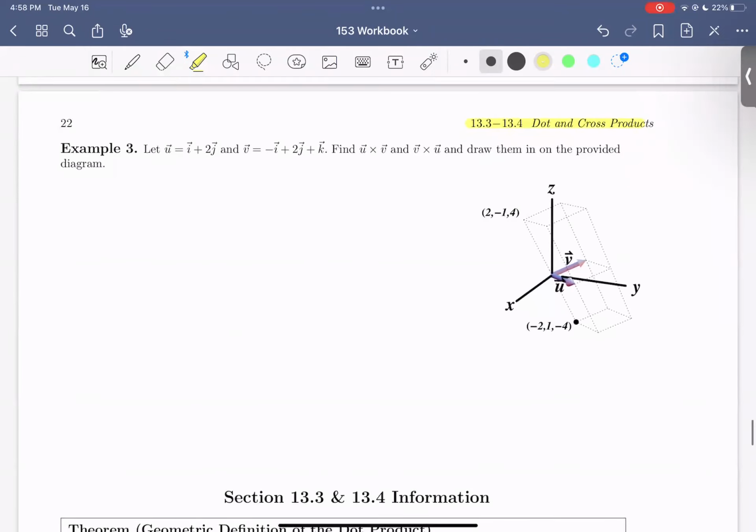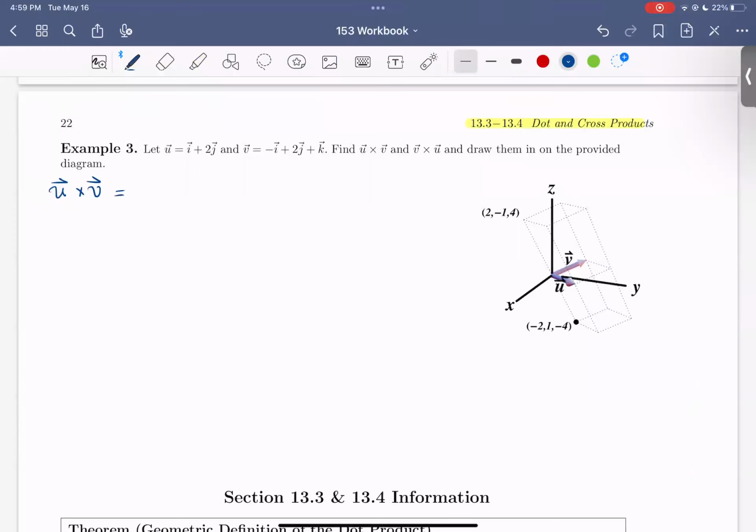So we're told let u be the vector i plus 2j, and v be the vector negative i plus 2j plus k. Find u cross v and v cross u, and draw them on the picture or the diagram provided. All right, so let's go ahead and work out these cross products. So let's first take a look at u cross v.